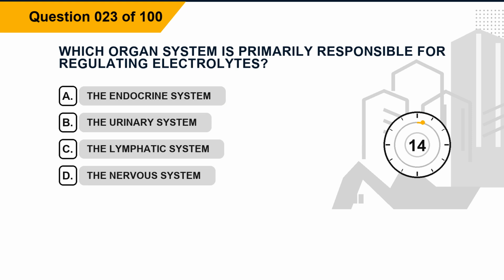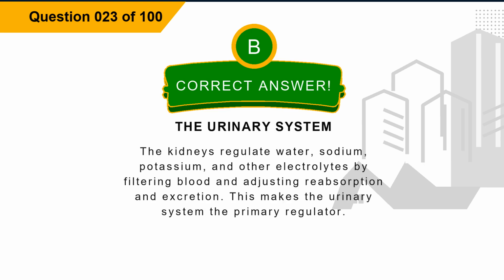Question 23. Which organ system is primarily responsible for regulating electrolytes? Option A, the endocrine system. Option B, the urinary system. Option C, the lymphatic system. Option D, the nervous system. The correct answer is option B, the urinary system. Explanation. The kidneys regulate water, sodium, potassium, and other electrolytes by filtering blood and adjusting reabsorption and excretion. This makes the urinary system the primary regulator.